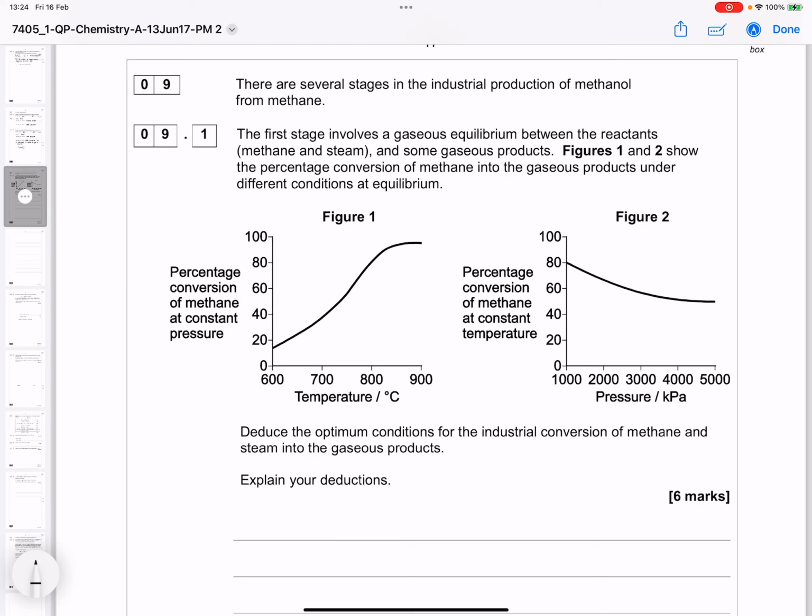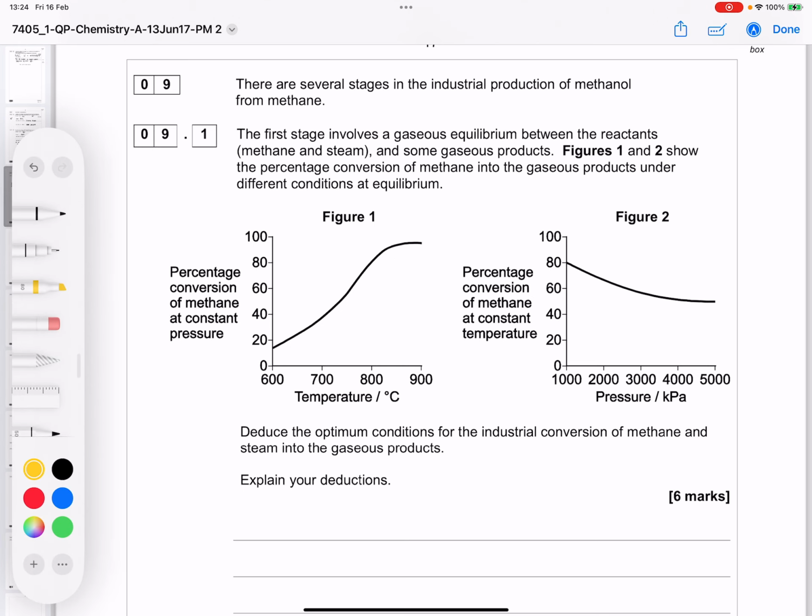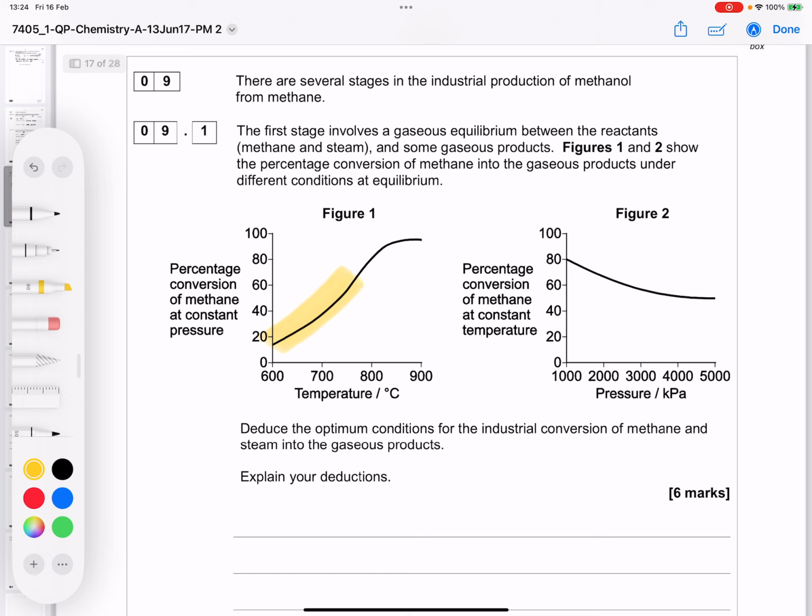There are several stages in the industrial production of methanol from methane. The first stage involves a gaseous equilibrium between the reactants, methane and steam, and some gaseous products. Figures 1 and 2 show the percentage conversion of methane into gaseous products under different conditions at equilibrium. So we've got, first of all, percentage conversion at constant pressure but with increasing temperature. And what we can see is that yield increases with temperature, but at a certain point it doesn't increase anymore. And then with the pressure increasing, yield decreases and then kind of tapers off as well.